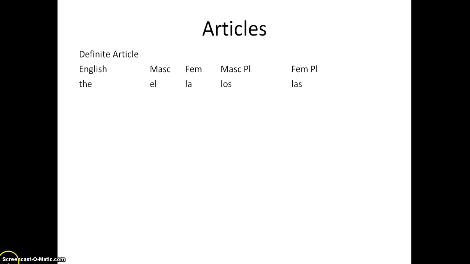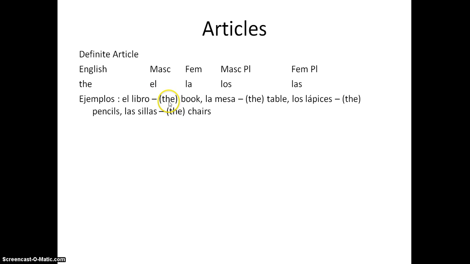So we've got the English the, and if it was a masculine word we'd put el in front of it. If it's a feminine word we put la. If it's masculine plural we put los, and if it's feminine plural we put las. Some examples: el libro, the book. Sometimes we omit the word the in English, but quite often we have to have it in Spanish. La mesa, the table. Los lápices, the pencils. Las sillas, the chairs.